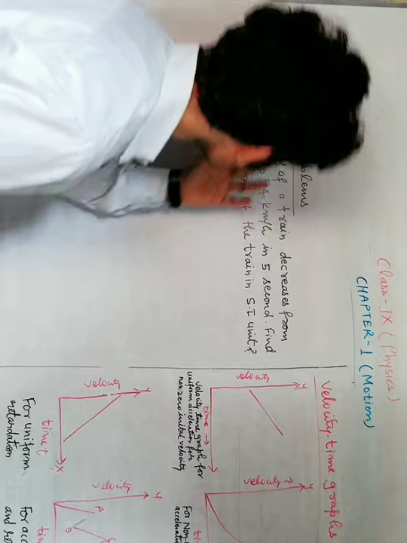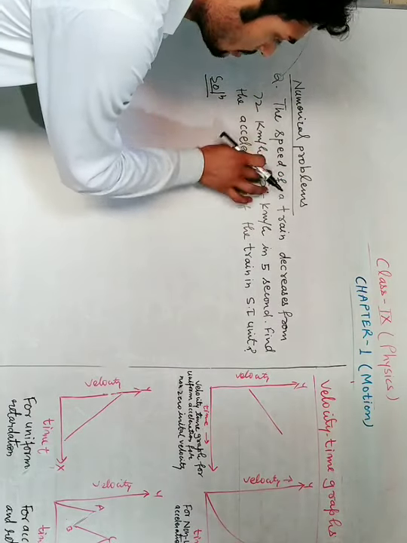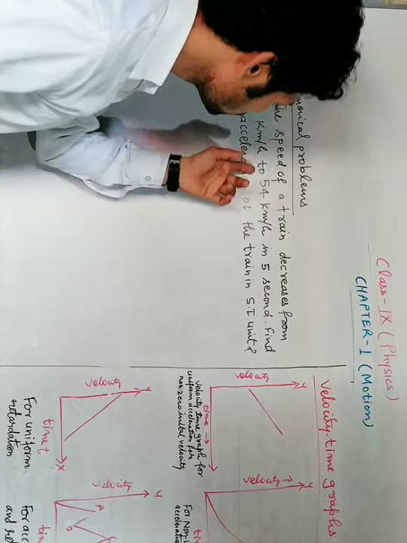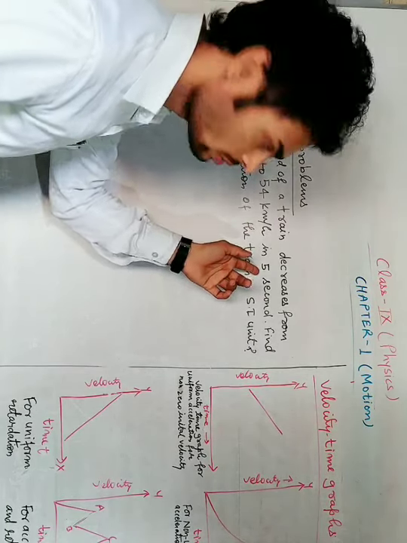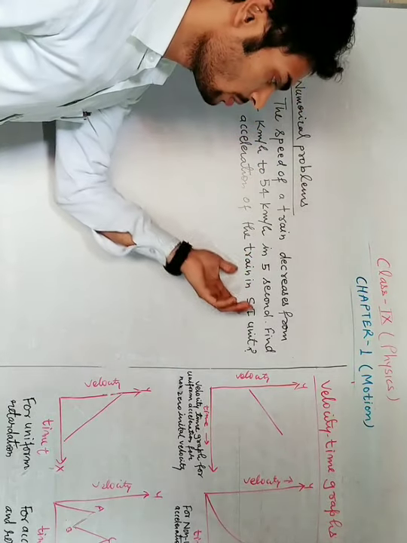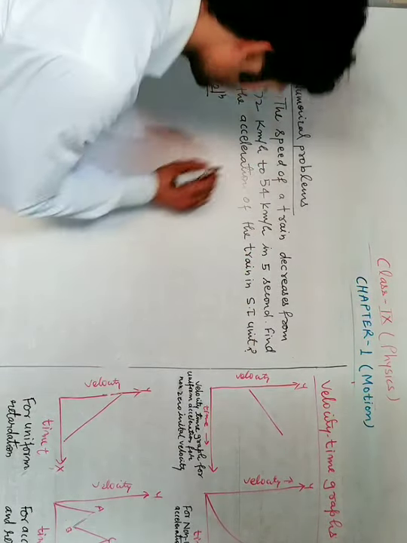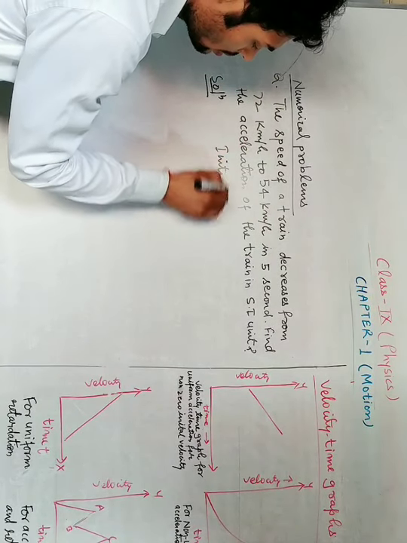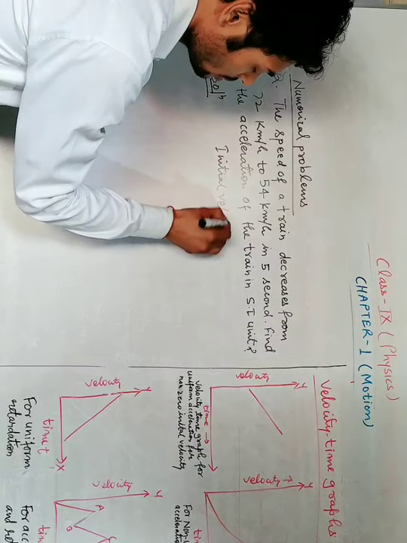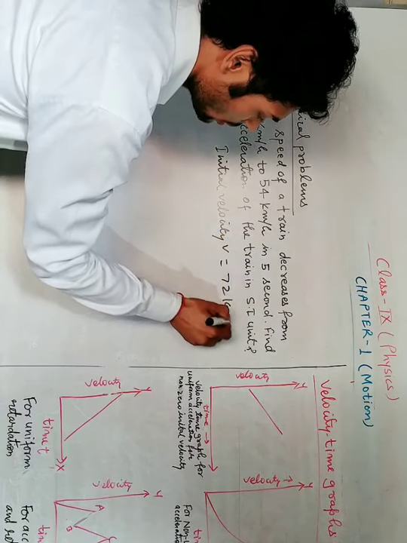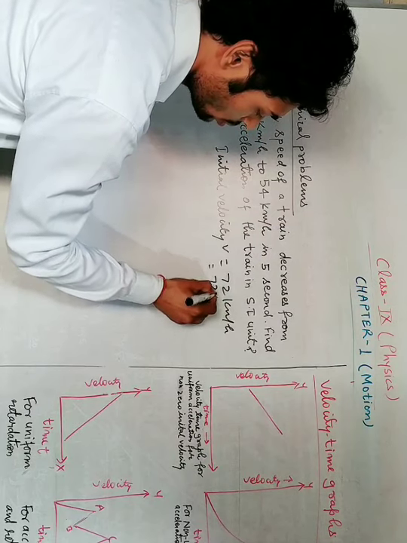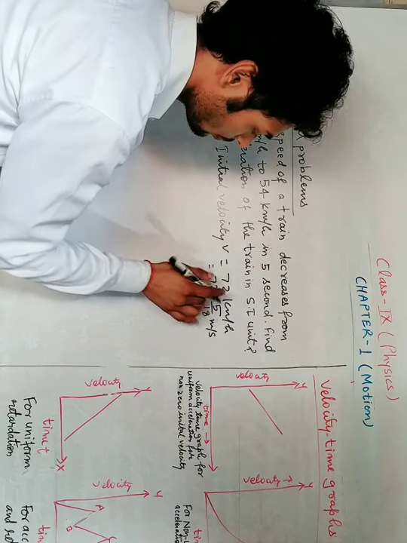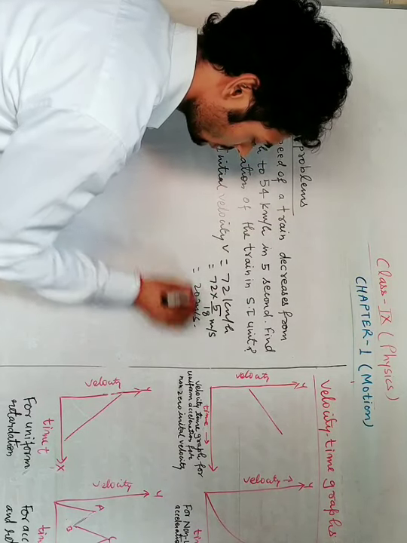Let's solve a numerical on retardation. Here it is given that the speed of a train decreases from 72 km per hour to 54 km per hour in 5 seconds. We have to find the acceleration of the train in SI unit. So here the initial velocity is 72 km per hour. It becomes 72 into 5 upon 18 meter per second, which is 20 meter per second.